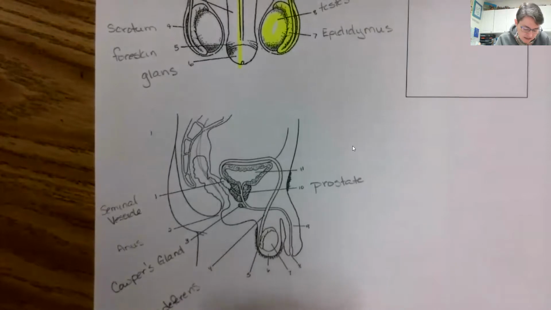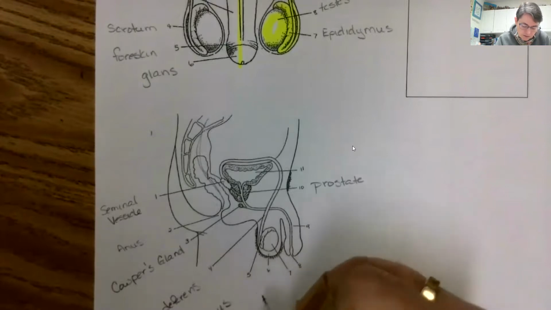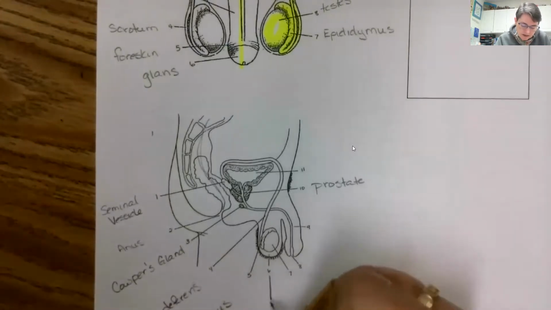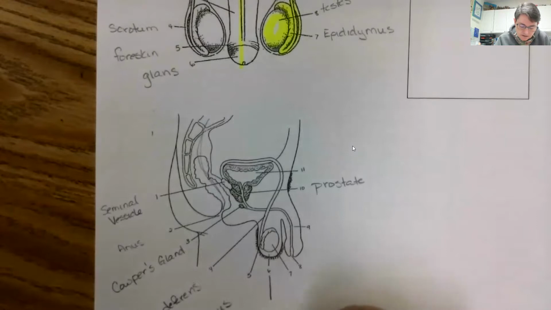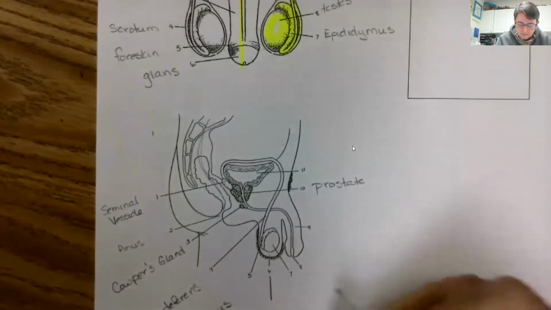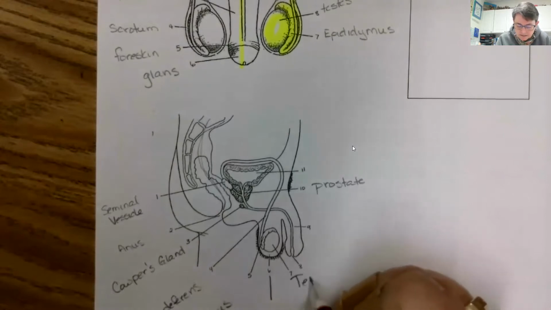Number 5 is epididymis. Remember, that's where the sperm mature. 6 is the scrotum, S-C-R-O-T-U-M, sorry. And we got testes.